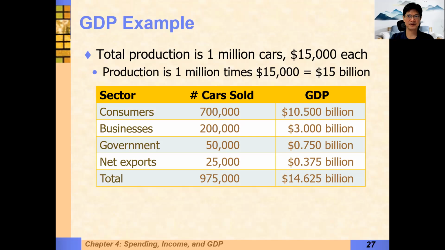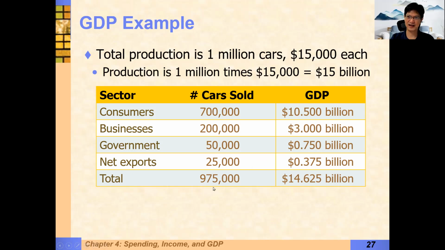So here's an example of Y is equal to C plus I plus G plus NX. We have in this simple economy, only cars being produced. We're producing 1 million cars, and they're worth 15,000 each. So we have 15 billion in production. Now, if the consumers are buying 700,000 cars, we have consumption of this much, business investment of this much, government spending of this much, net exports of this much.